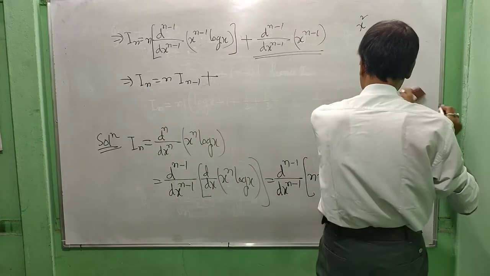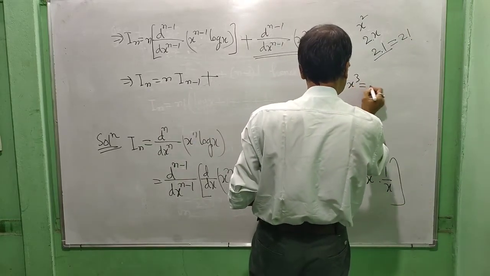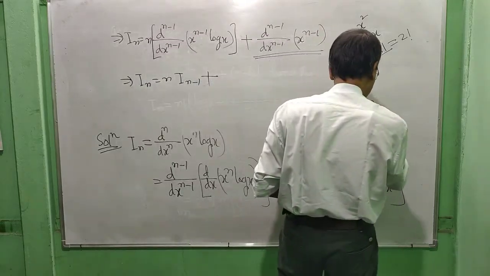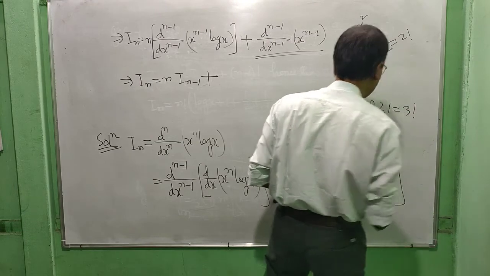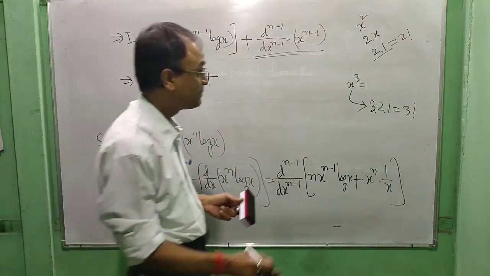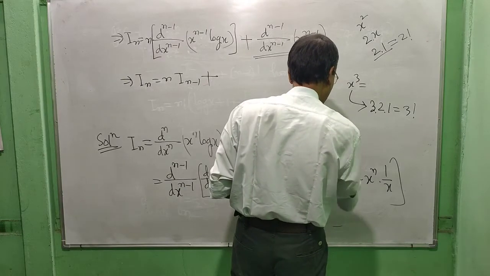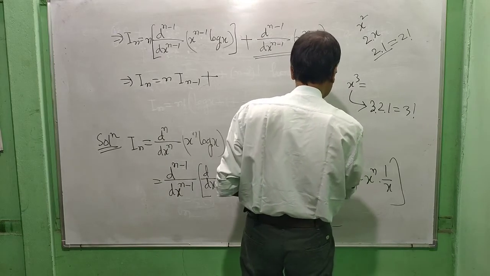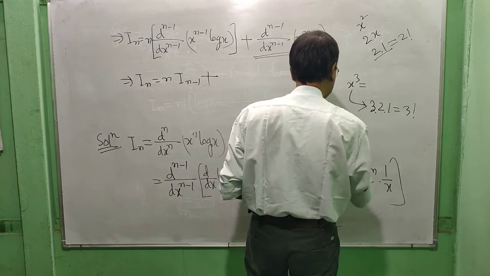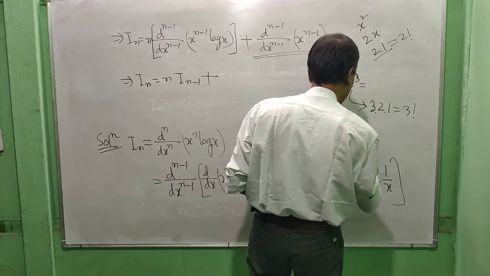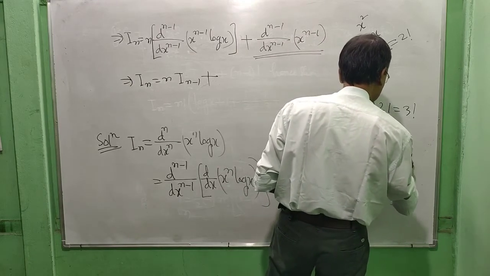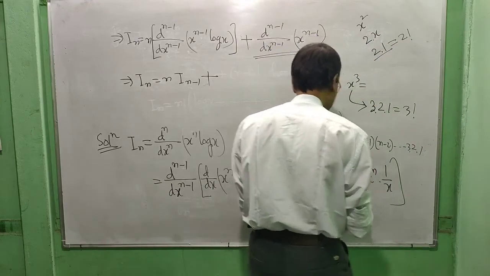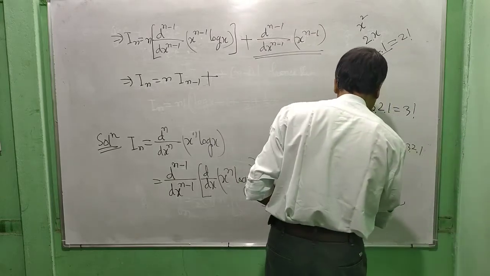Differentiate x cube 3 times. It will be what? If you differentiate it 3 times, it will be 3 into 2 into 1. This is equal to factorial 3. If you differentiate x to the power n, n times, then the n times differentiation will be n into n minus 1, n minus 2, down to 1, which is equal to factorial n.